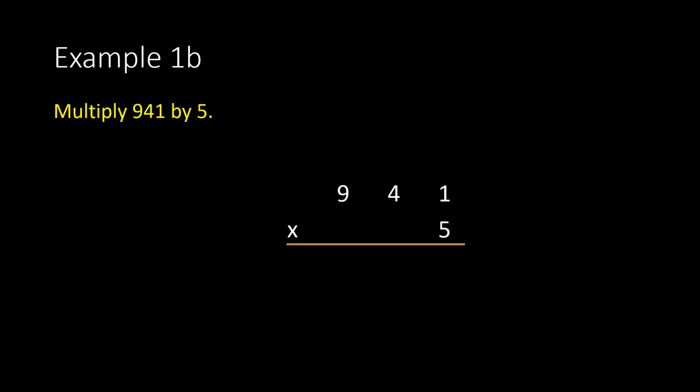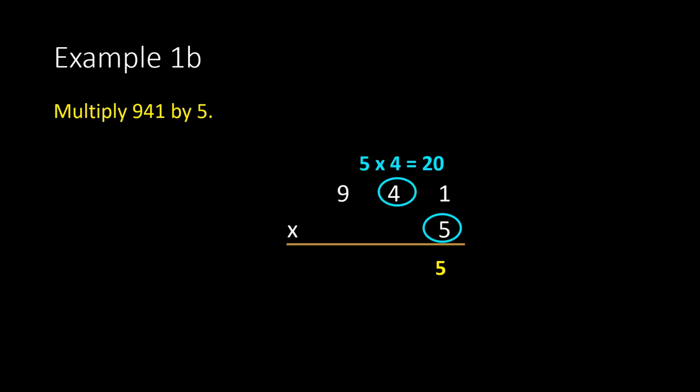Now for another example. We are required to multiply 941 by 5. Again, let's set this up as shown on your screen and start multiplying from right to left. So 5 multiplied by 1 equals 5. Place the 5 here.